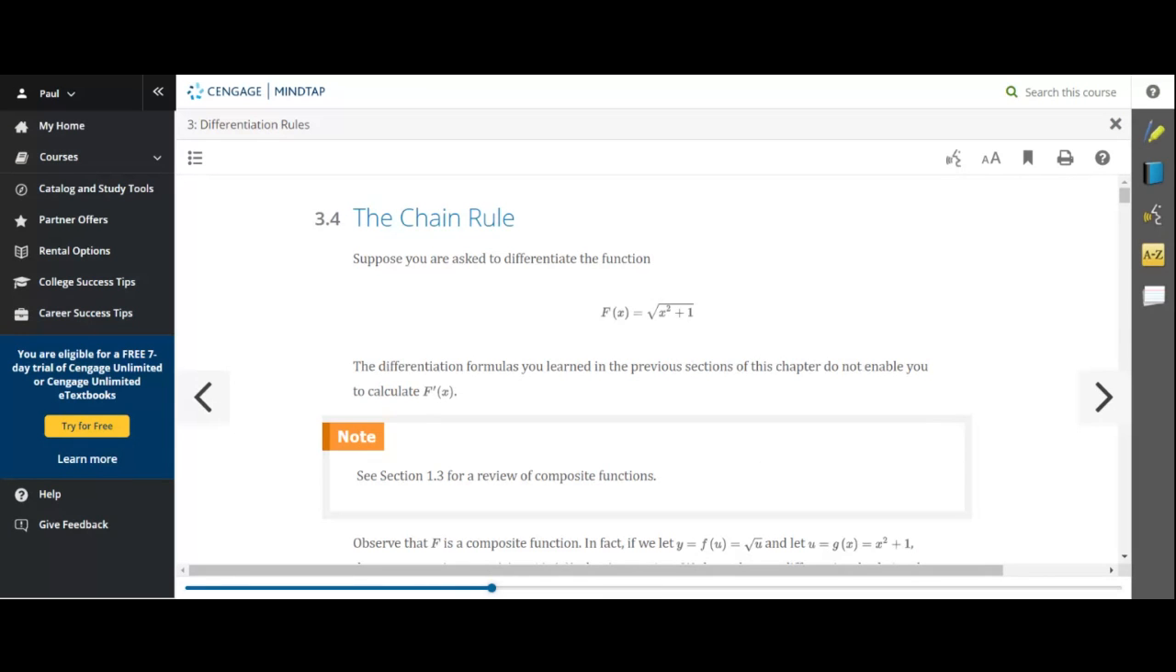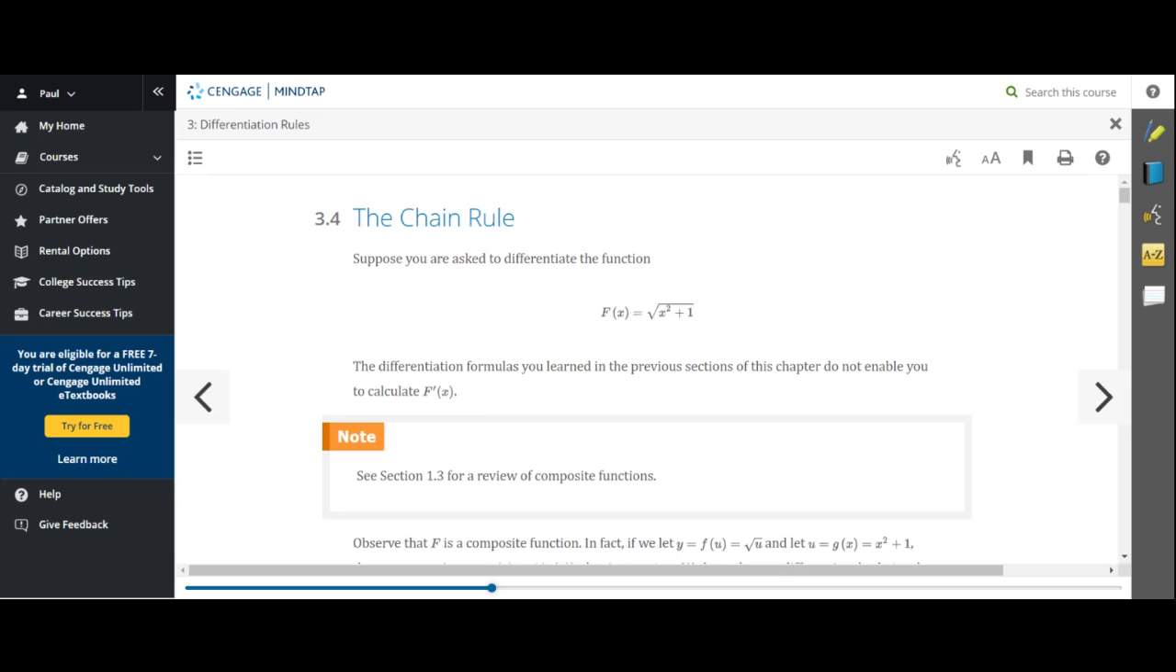They start off here by asking, suppose you're asked to differentiate the function capital F of x equals the square root of x squared plus 1. Up to now, you would not be able to differentiate that. You can differentiate x squared plus 1, because that's a polynomial, but the square root of x squared plus 1, you cannot differentiate until today, because you're going to learn the chain rule.